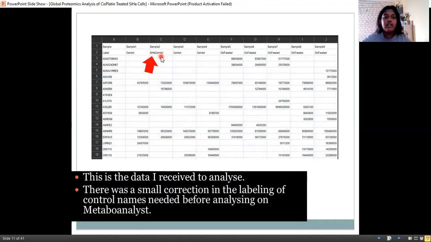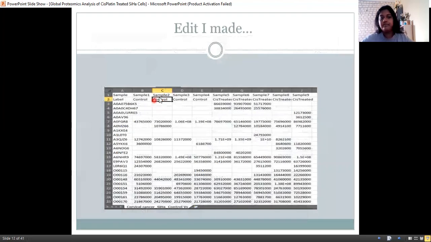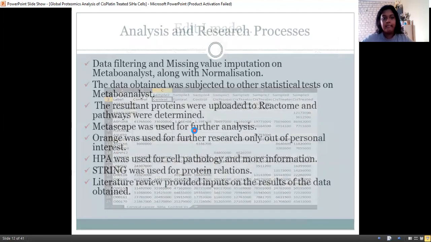In sample 2, it said CHA control, while the rest of them said control. So I needed to change the labeling to make them all in the same group. And that is what I did in the next slide. Yeah, as you can see, I just changed that.